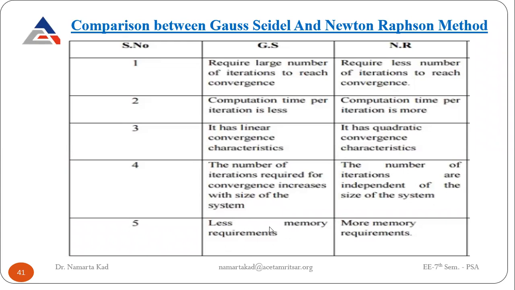In the Gauss-Seidel, there is less memory requirement. Why less? Because the number of equations is less. And in the Newton-Raphson, there is more memory requirement, as the calculation steps are more. Therefore, more memory is required in the case of the Newton-Raphson method. So this is all about the load flow methods that are generally used to solve the power flow equations, that are applied on the different types of buses. And it is all in this chapter.